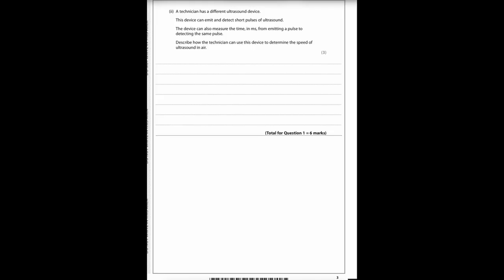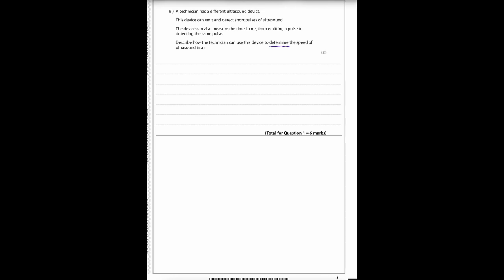Okay, so for the next part of the question, again, I've got to identify what type of question it is first. So I'm reading the question properly, and I'm seeing the main thing here. It says, describe how the technician can use the device to determine the speed of ultrasound. The fact that it has this word determine here, I'm going, okay, it looks like this is an experiment question now. When it says investigate or determine or practical or anything like that, I know there's the same method that I'm going to get the marks for.